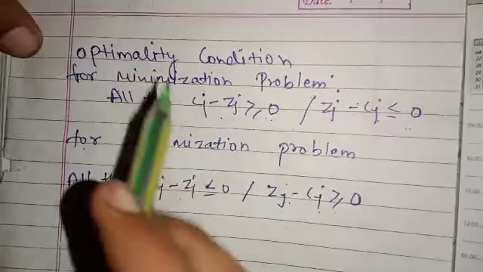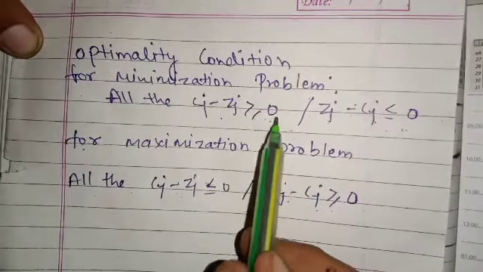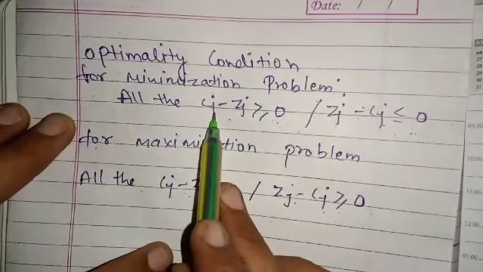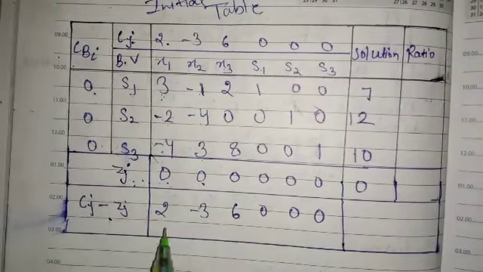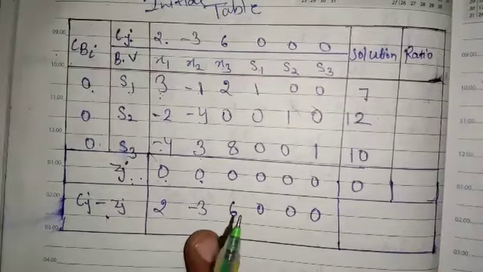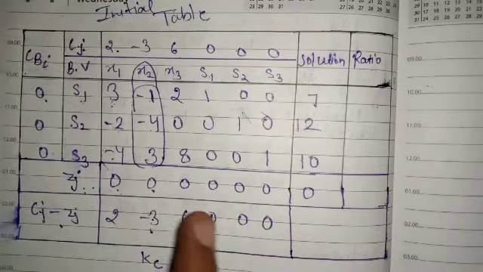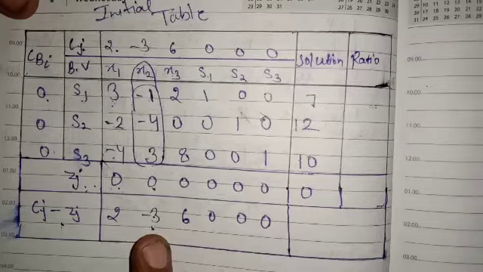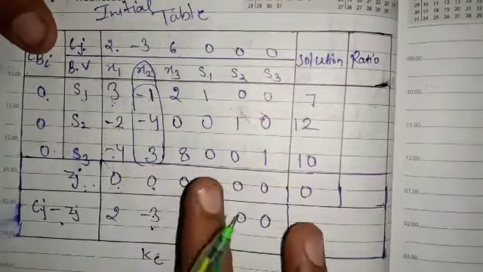So our problem is a minimization problem. All the cj minus zj should be greater than or equal to 0, so 0 or positive values. Now look at our cj minus zj values. Our condition is that all values are 0 or positive, and here we get negative values. The condition is not true. So now among these elements we select the most negative value. The most negative value is minus 3, so select this particular column as the key column.